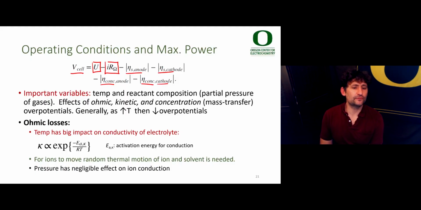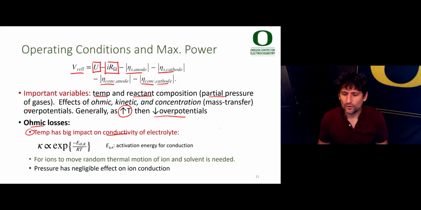There are a number of important variables that affect this: temperature and reactant composition, i.e. the partial pressure of the gases. And generally, as the temperature goes up, the overpotentials go down. Let's talk about ohmic losses. Temperature has a big effect on the conductivity of electrolyte.